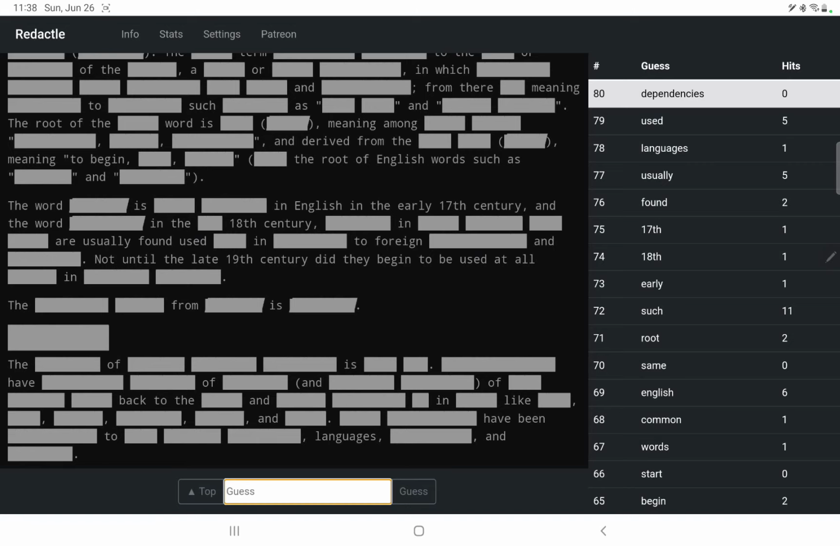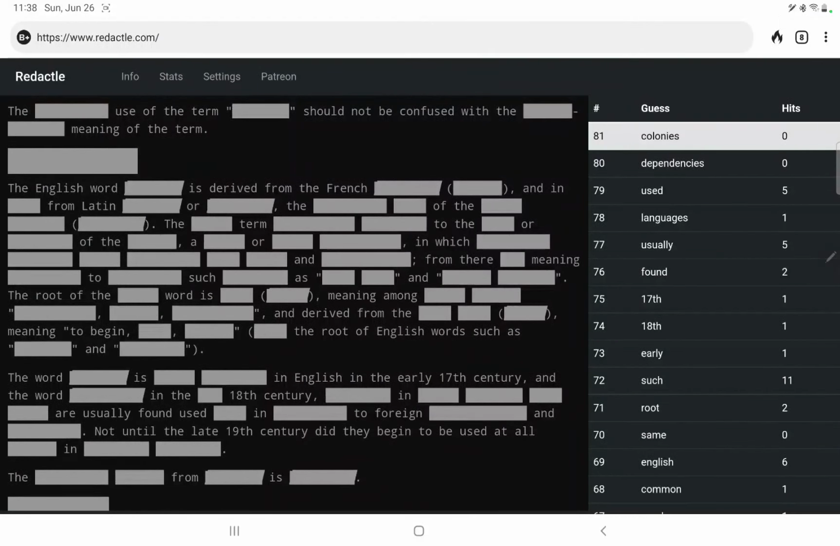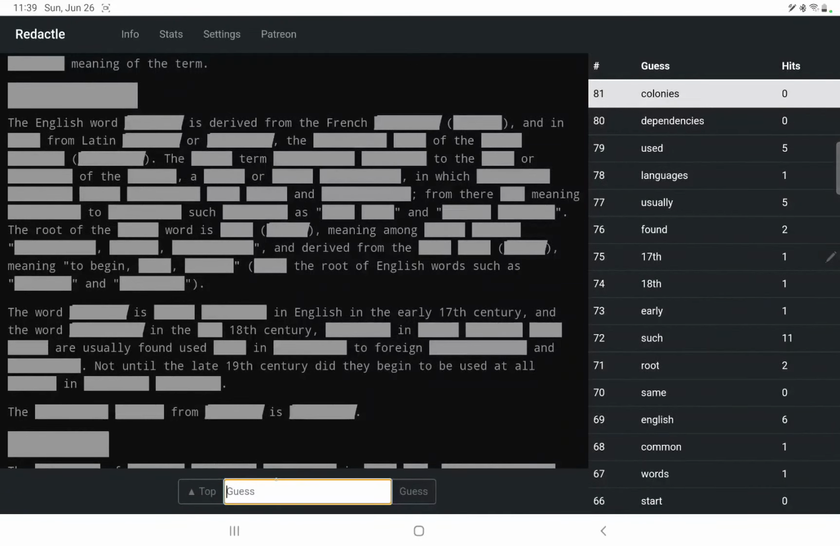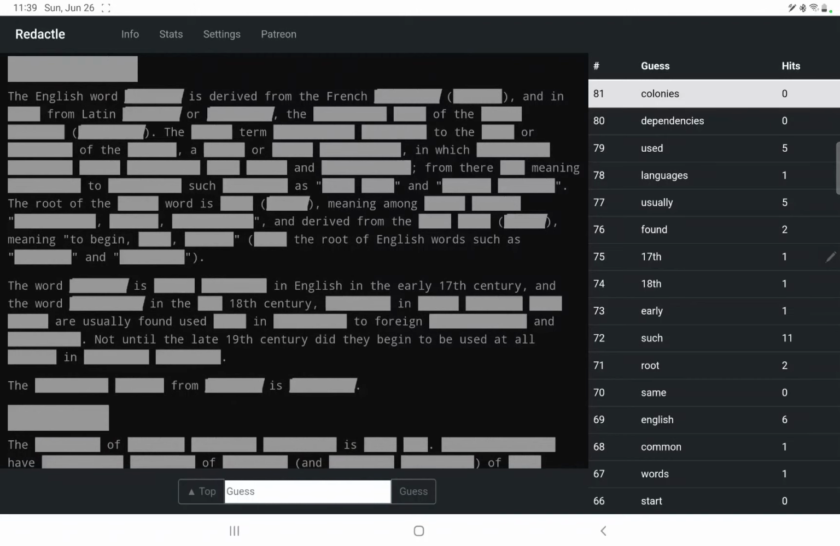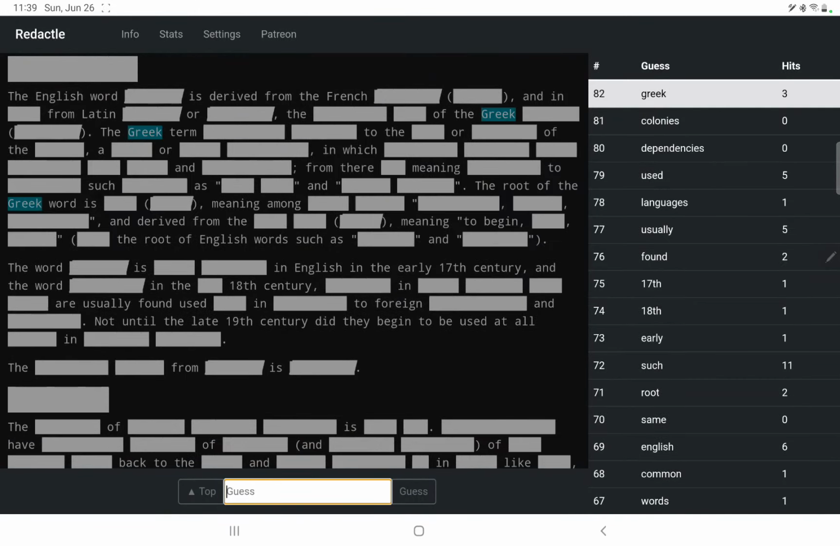Dependencies. No. Colonies. No. So what would be a word in Latin, maybe, no, derived from the, these are two four-letter words, right? Yeah, from the something something. So, what language is that for four? Old English, no Anglo-Saxon, Germanic. No, I'm not getting it. Greek, let's try that. Okay.